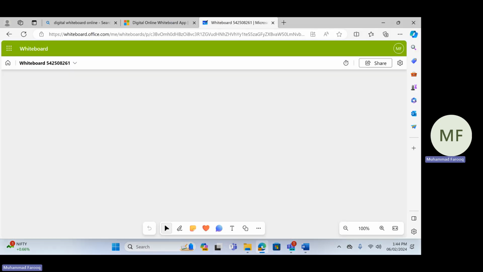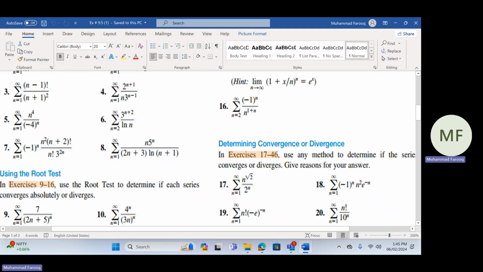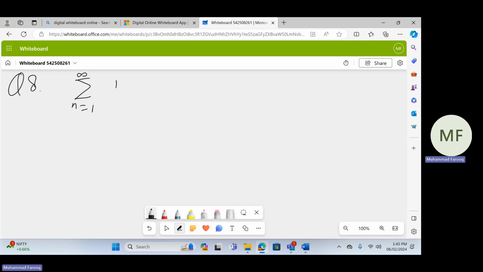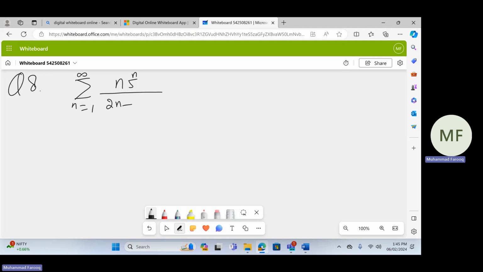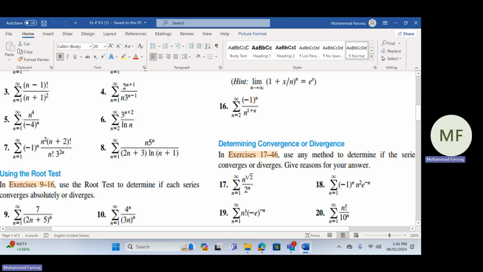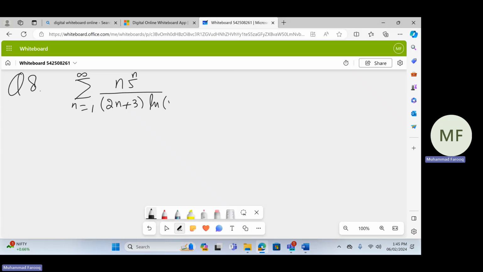Sigma n equal to 1 to infinity, then we have n times 5 power n, divided by (2n plus 3) times ln with the argument n plus 1. Yes, ln with the argument n plus 1. Okay, so please, by using the ratio test, just check whether it converges or diverges, please.